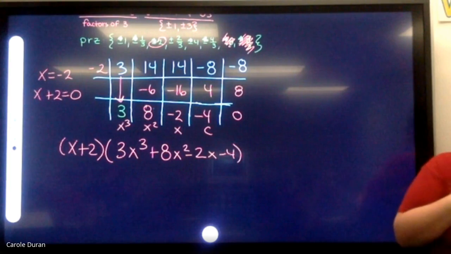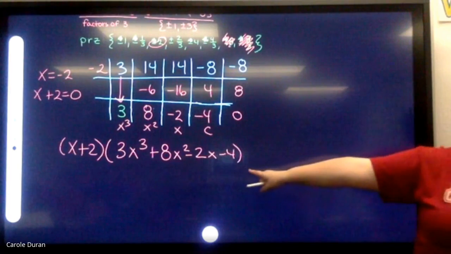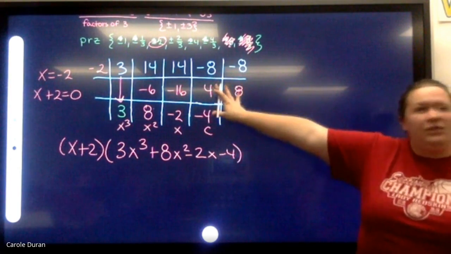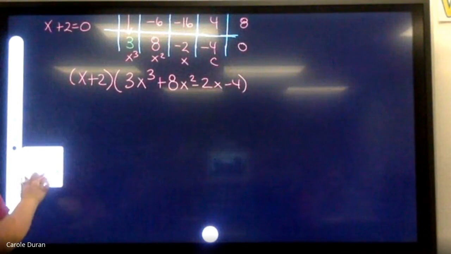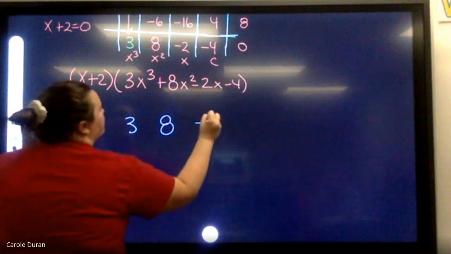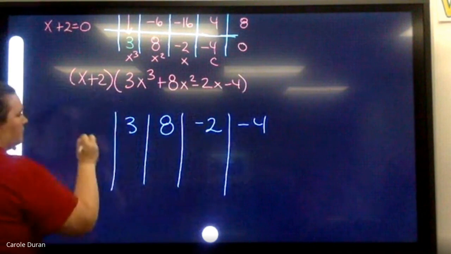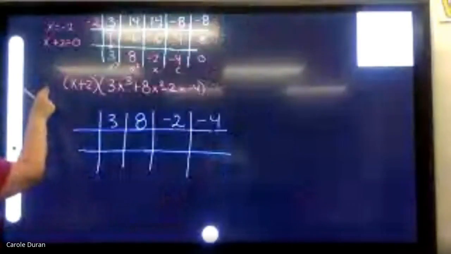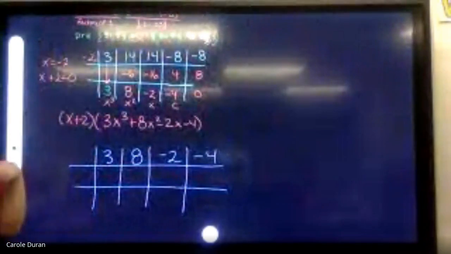I also like to set up a new synthetic division table using the coefficients from this cubic I found because there's less numbers to work with. You are more than welcome, of course, to keep using the original polynomial. It's your choice. So now what I would like to do is set up my synthetic division table using these numbers. So I have 3, I have 8, I have negative 2, and I have negative 4. And this list are all the possible values that I have left.